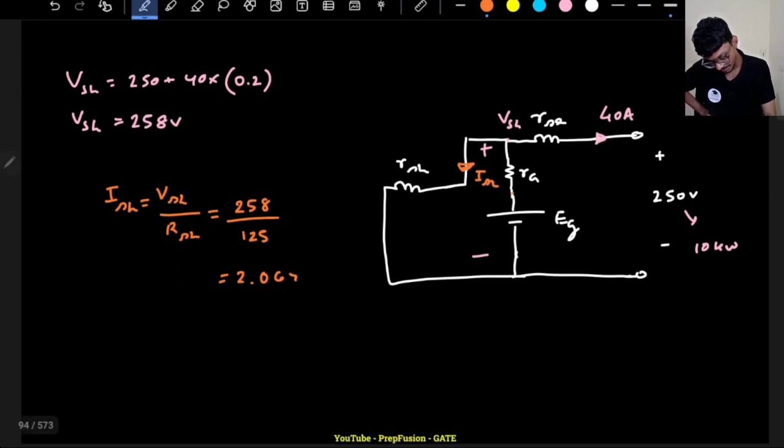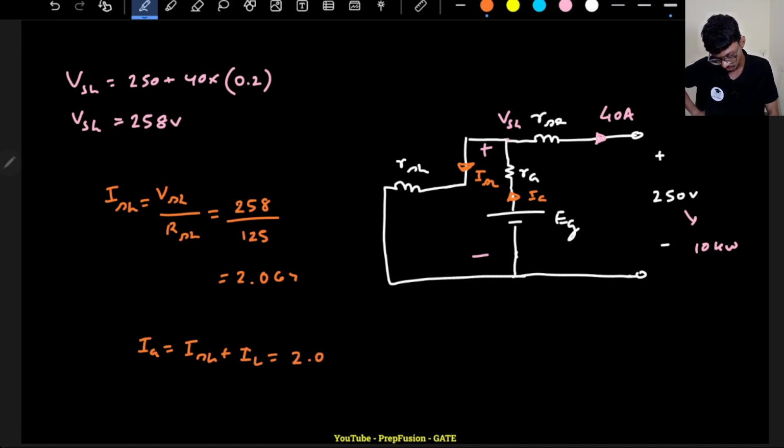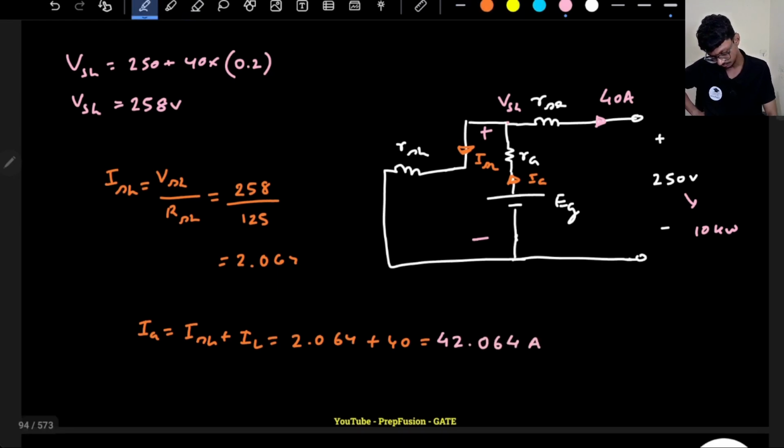Now what is the armature current? Because I will need the armature current to find out EG. So armature current IA will be the sum of the shunt field current and the load current. The shunt field current is 2.064 plus the load current of 40 amperes. So the overall current will be 42.064 amperes. So this is the armature current.